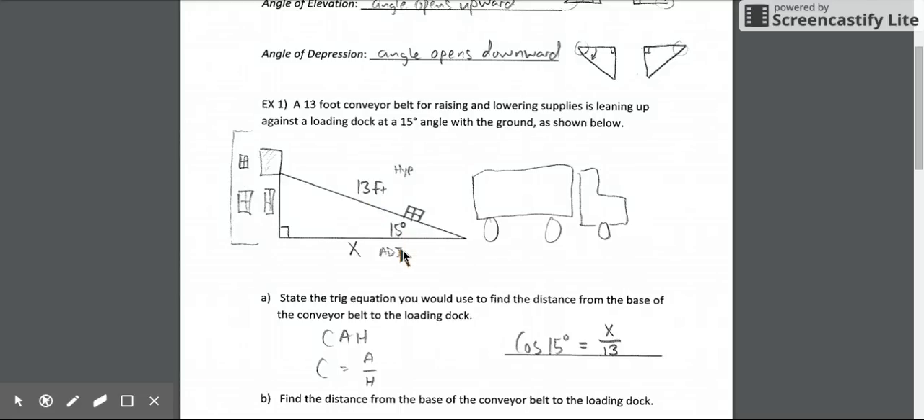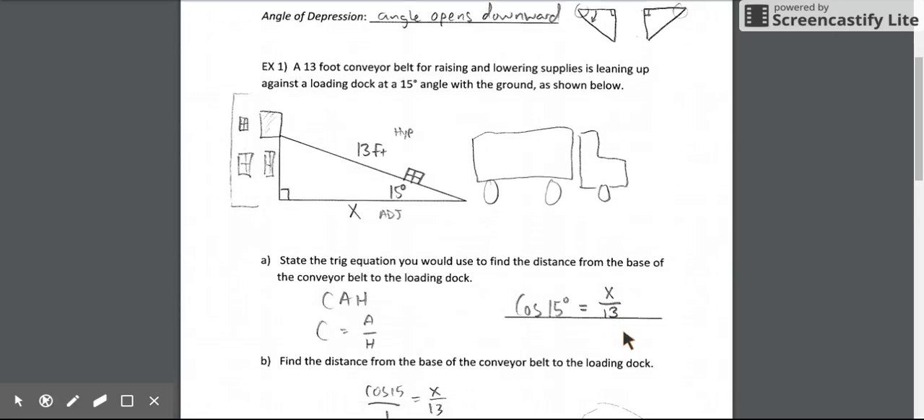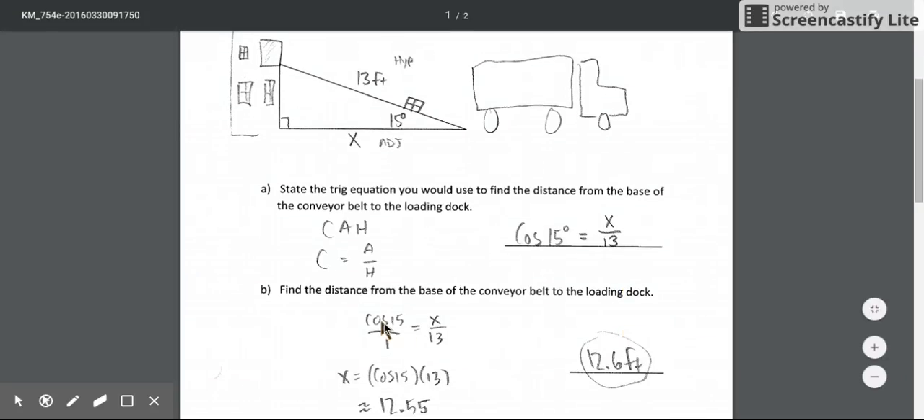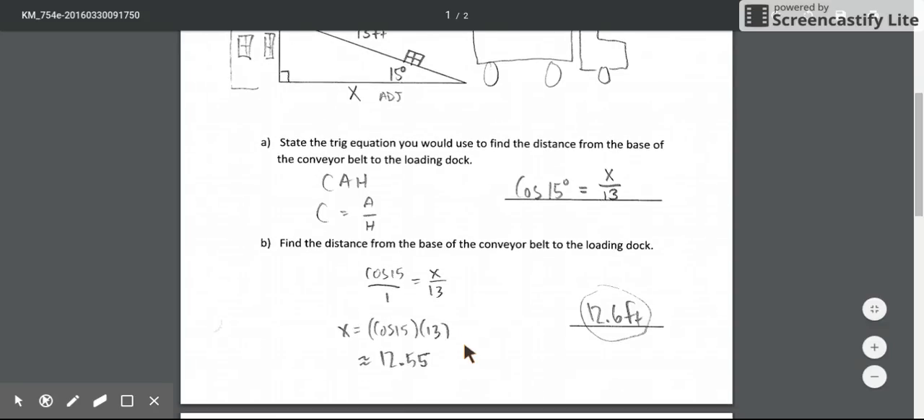So if we have the adjacent side and the hypotenuse side and an angle measure, we can use the cosine ratio to set it up. So the cosine of our angle, cosine of 15 degrees, is equal to the adjacent side over the hypotenuse side, or in other words, x over 13. Now let's find the distance. So let's solve this equation. We're going to set it up as a proportion and cross multiply. The cosine of 15 times 13 is about 12.6 feet.